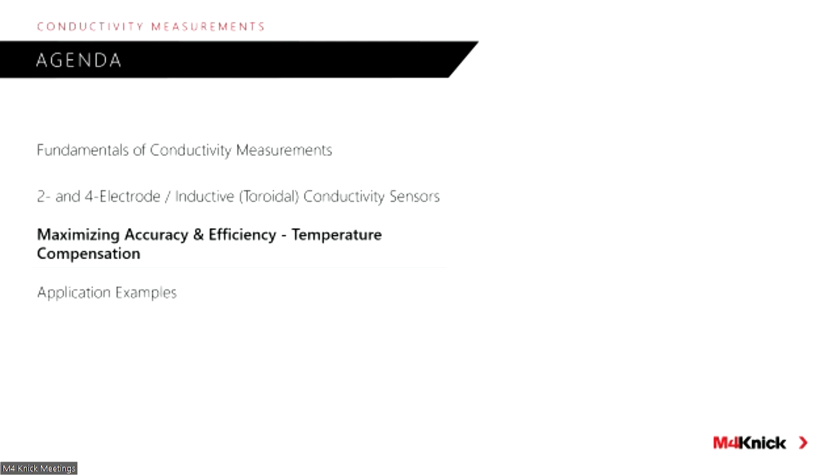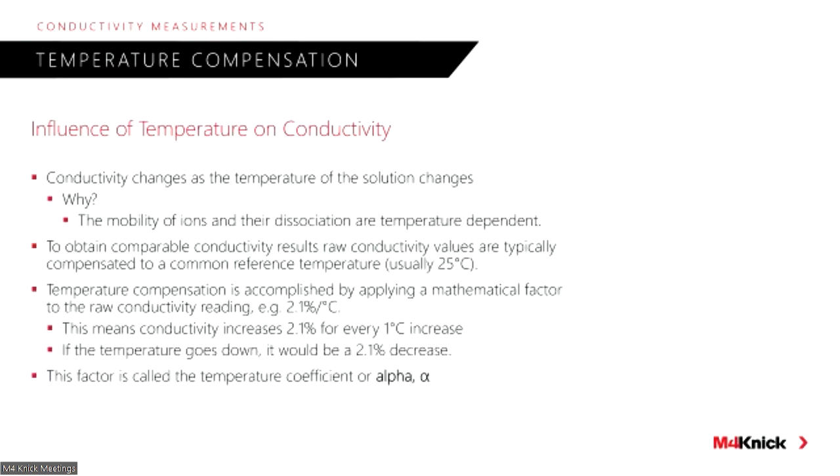So lastly here, within the next 10 minutes or so, I want to take a little bit of time to talk about accuracy and efficiency around temperature. Again, temperature has a heavy influence on conductivity. As temperature changes, the ion activity in the solution is changing the conductivity. So the mobility of those ions and the dissociation is heavily dependent on temperature.